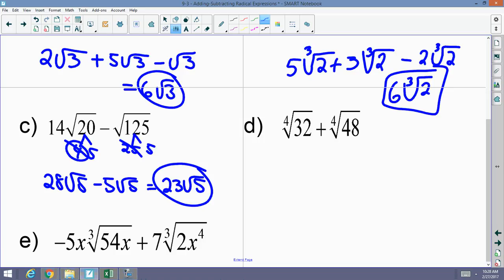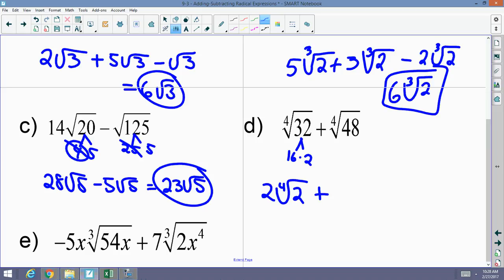D, the 4th root of 32 plus the 4th root of 48. Let's see if we can do anything here. I'm going to break this up into 16 times 2 because the 4th root of 16 is 2. Right? 2, 4, 8, 16. So I've got 2 times the 4th root of 2.